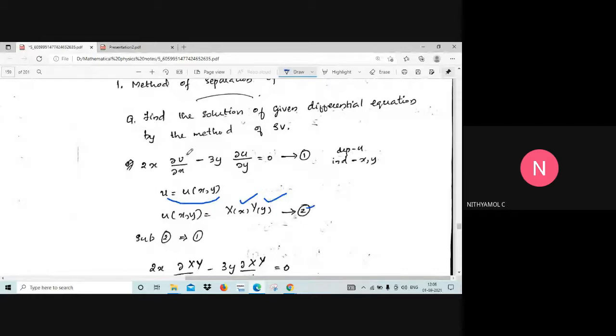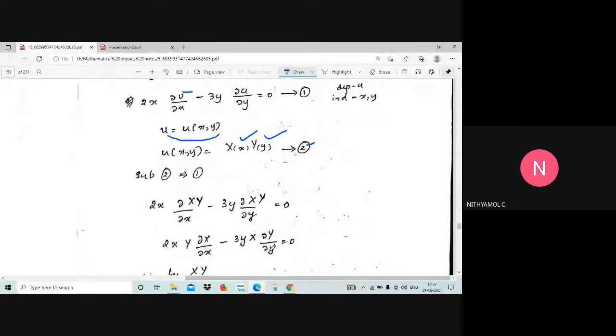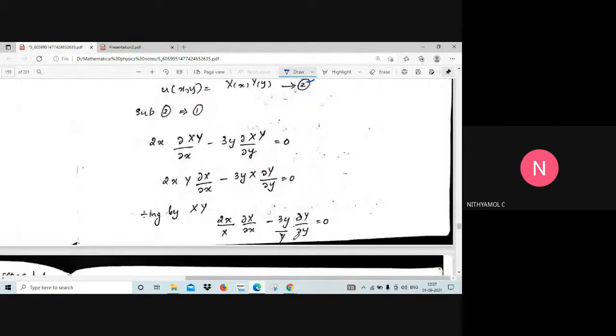And equation 1 becomes 2x dou XY by dou x minus 3y into dou XY by dou y is equal to 0. Now we know that X depends on small x and capital Y depends on y. So we can write 2x into Y dou X by dou x minus 3y into X dou Y by dou y is equal to 0. We can divide both sides of the equation by XY, then 2x by X into dou X by dou x minus 3y by Y into dou Y by dou y is equal to 0.